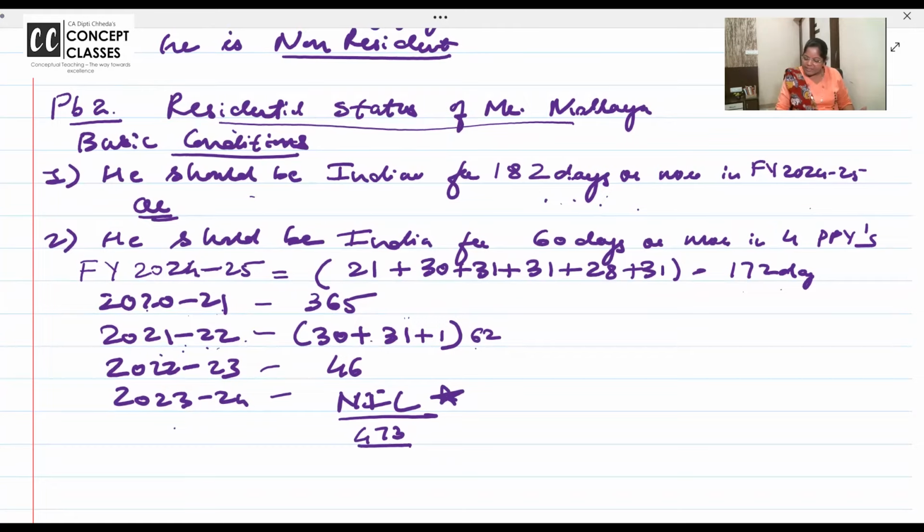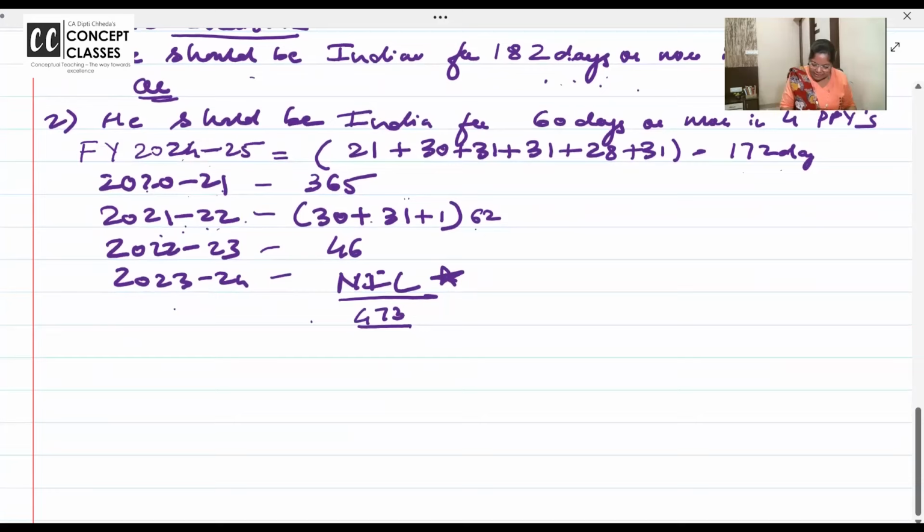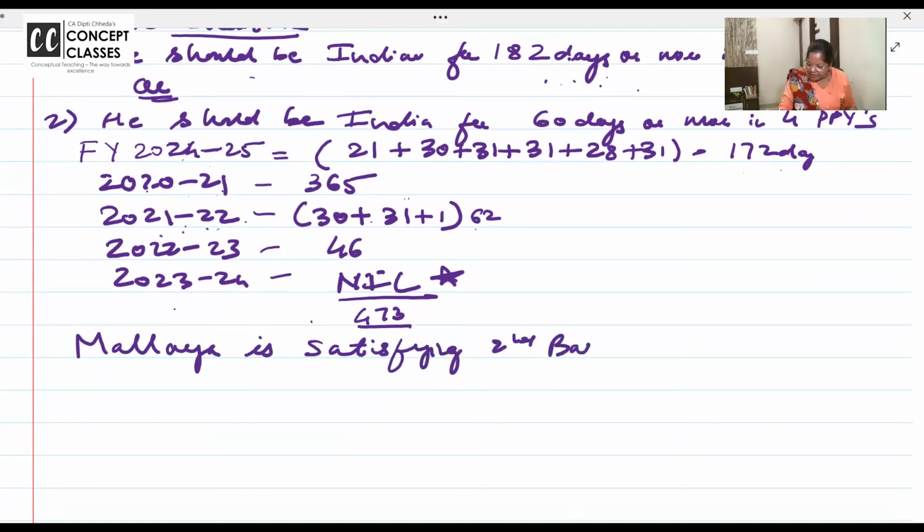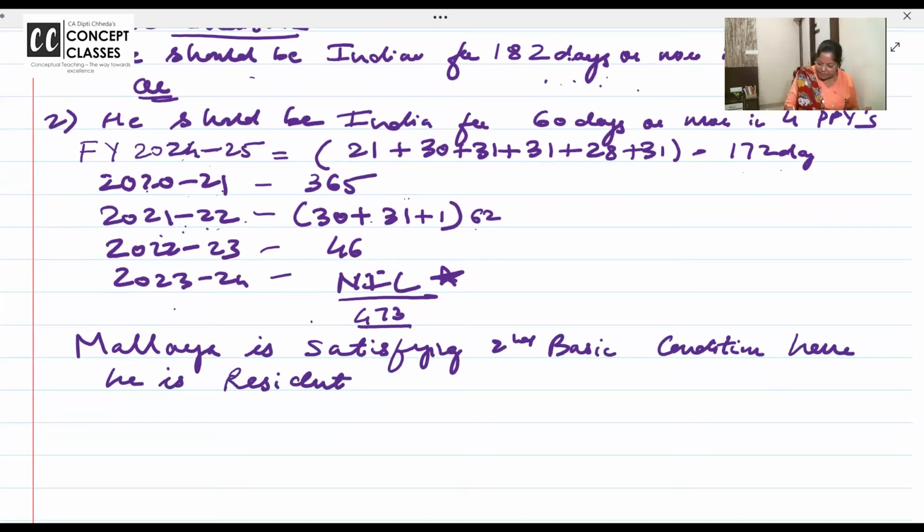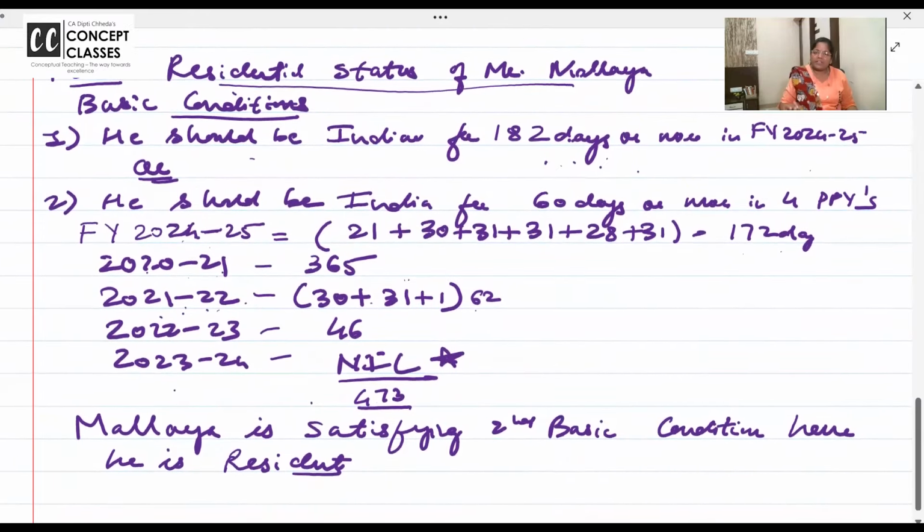But is he in India for 60 days or more and 365 days or more in 24-25? Yes. Malaya is satisfying the second basic condition. Hence, he is resident. Sometimes what happens is the paper is left incomplete, so if you did this much and wrote these conditions, you will get 4 out of 6, because we still have to work out the additional conditions.